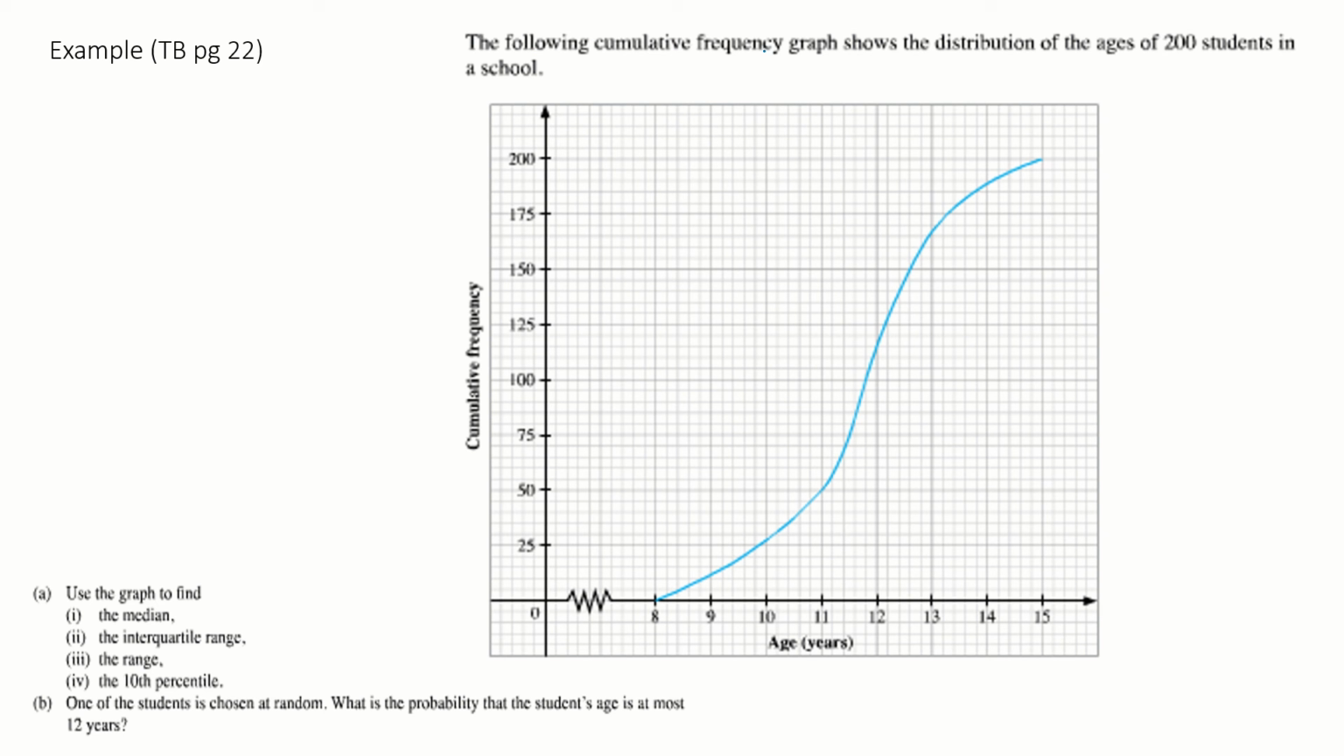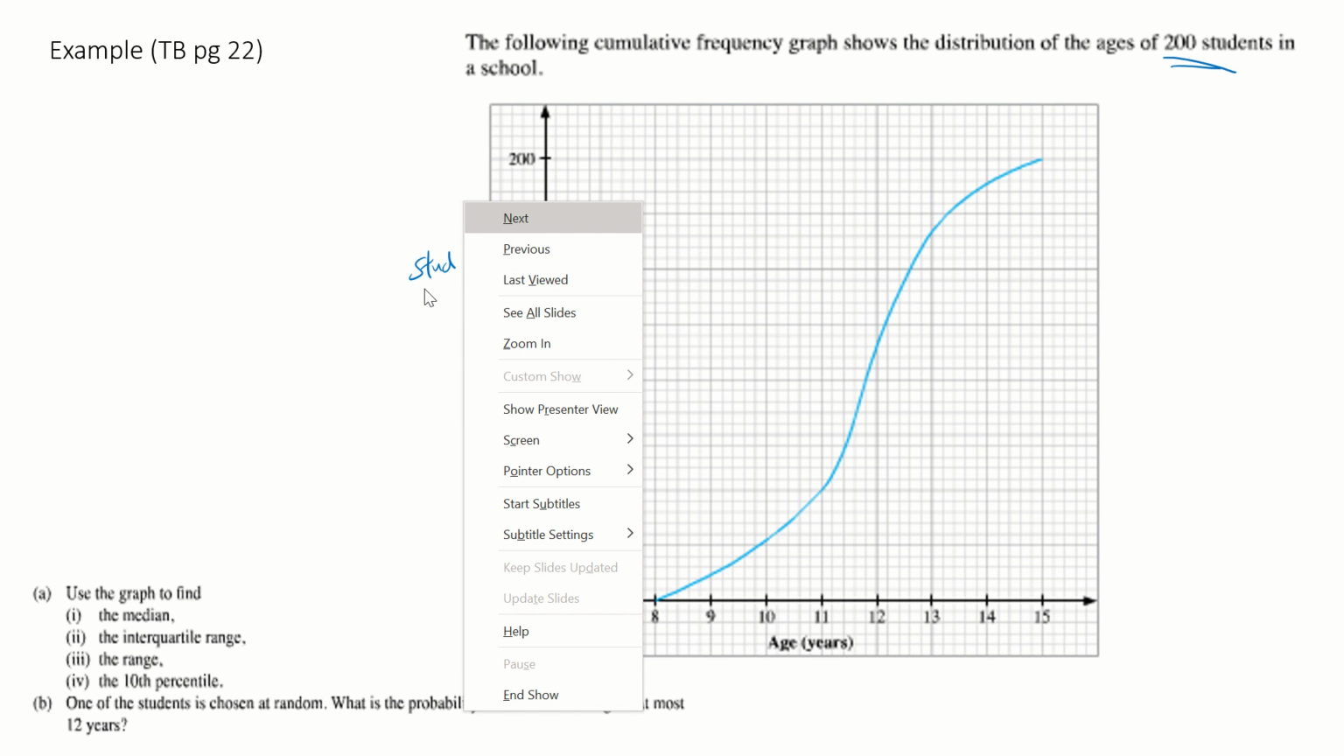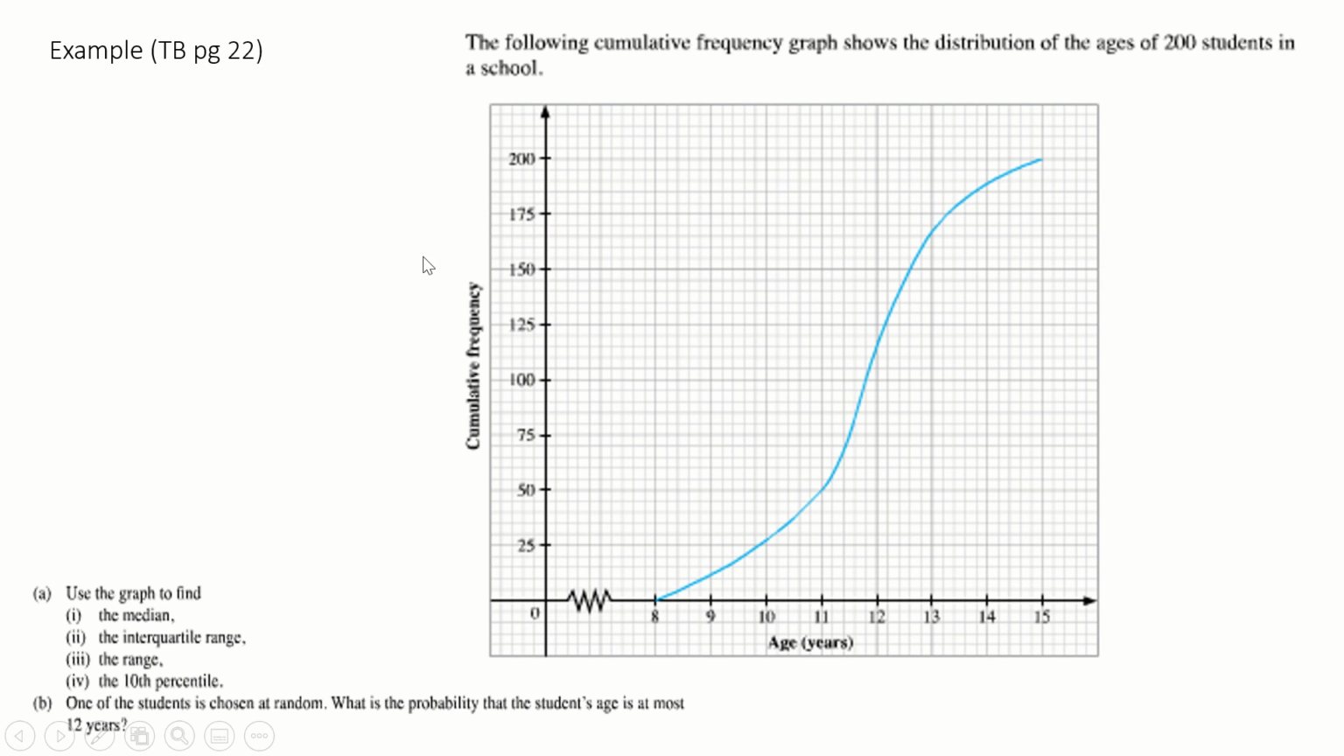The following cumulative frequency graph shows the distribution of the ages of 200 students. So that's your data, your 200 students. This graph goes from 0 students up till 200 students. This is students, and these are the ages of the students from the lowest, the youngest is 8, and the oldest is 15 years old.